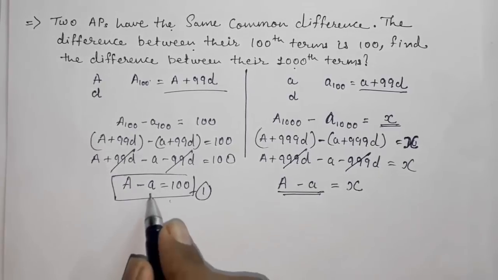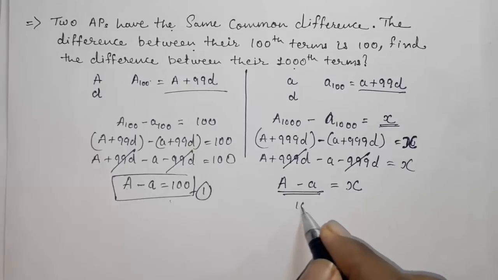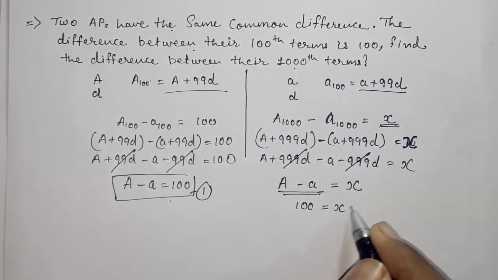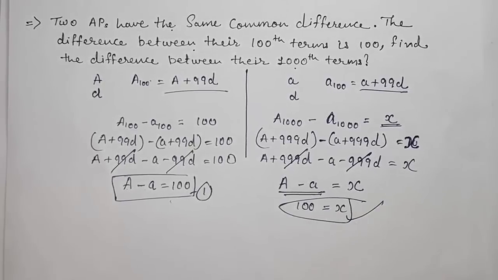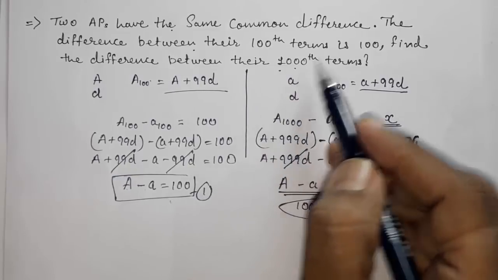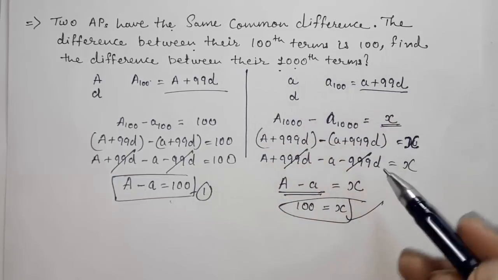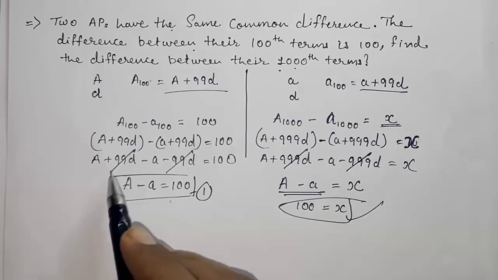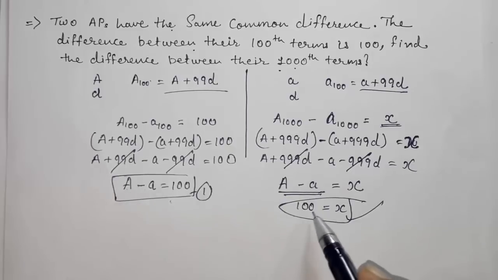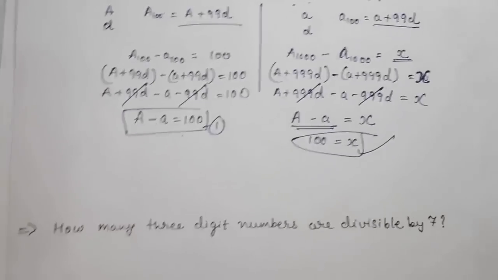So we know that by result number 1, capital A minus small a is 100. So we can keep here 100. So our difference of the 1000th term will be also 100. If they are giving us 15,000th term or 20,000th term or 25,000th term, then also our answer will be same, whatever difference they had given to us, that will come here only. So this type of sum they can ask.